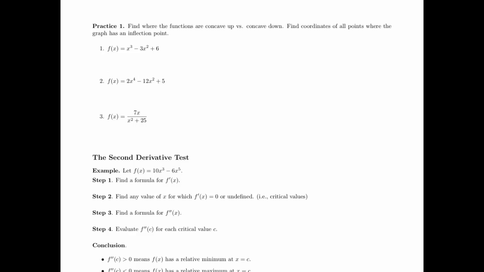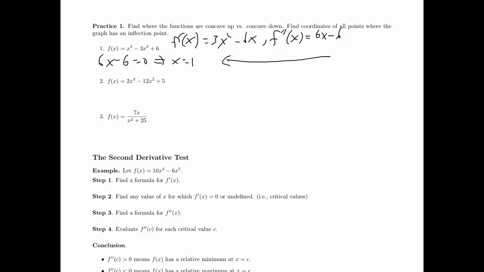We're trying to map out where we have concavity changing, and so we do that by first finding a formula for our second derivative. So to do that, I first need to find my formula for our first derivative. So the first derivative here is 3x squared minus 6x, and so the second derivative is 6x minus 6. So the only time that's equal to 0 is when x is 1.